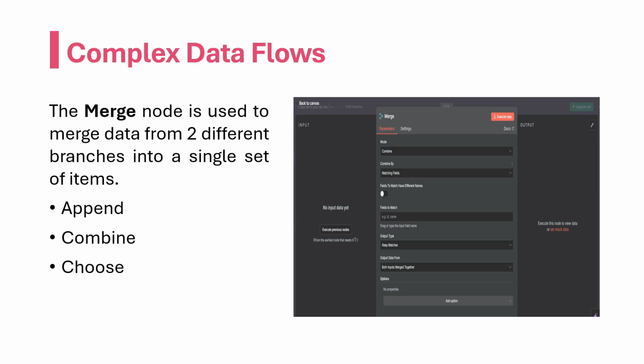Here you can see an example screenshot I'm showing you of how the parameters of the Merge node actually look, and here we can see the mode. We get three options: choose, combine, and append. So we can choose based on our criteria, and we can perform complex data flows very efficiently.